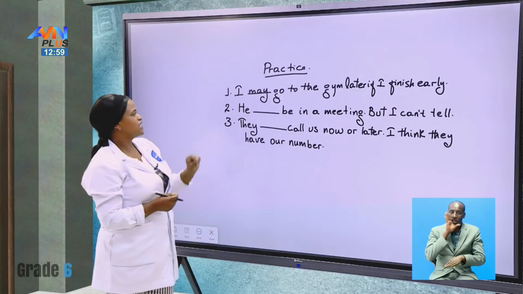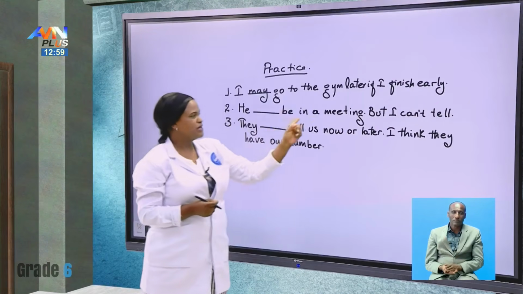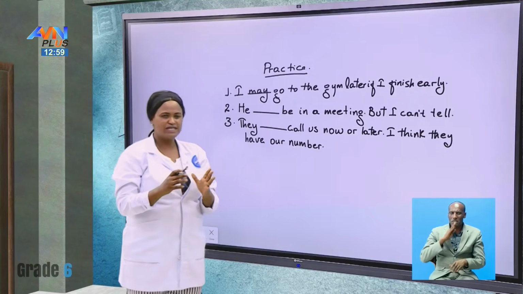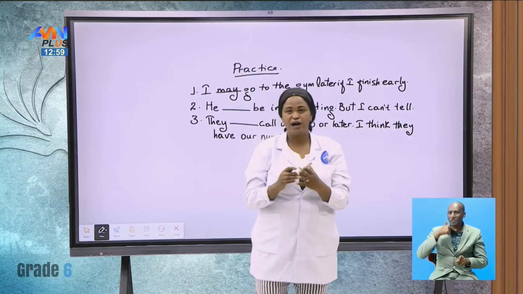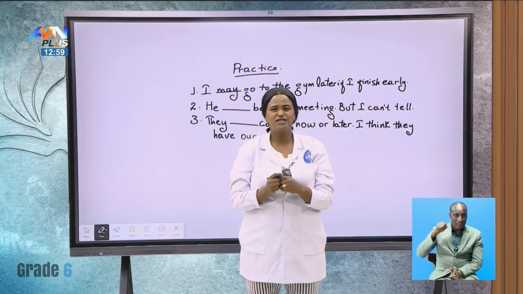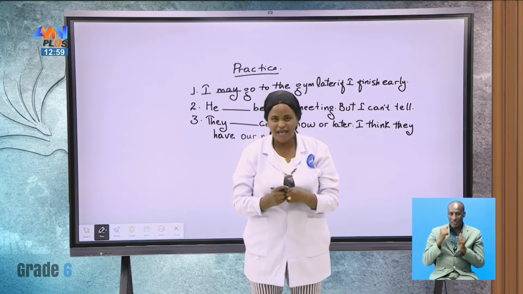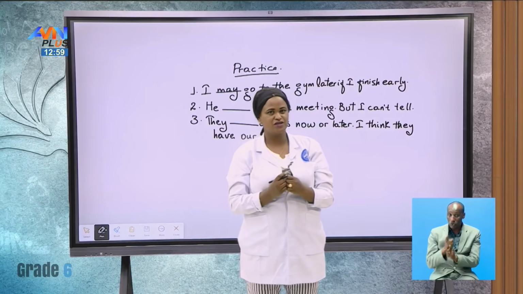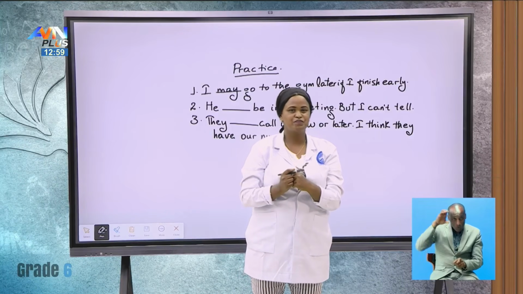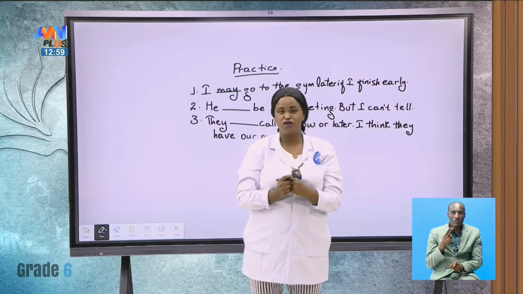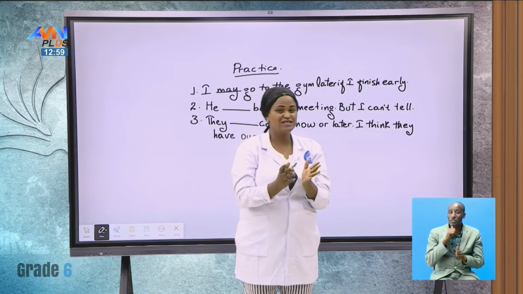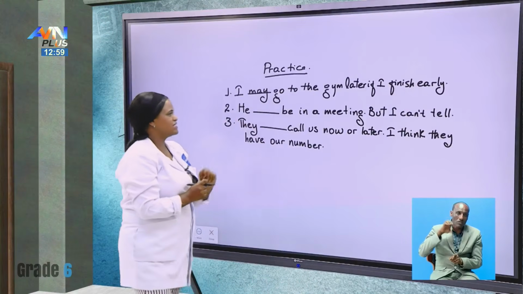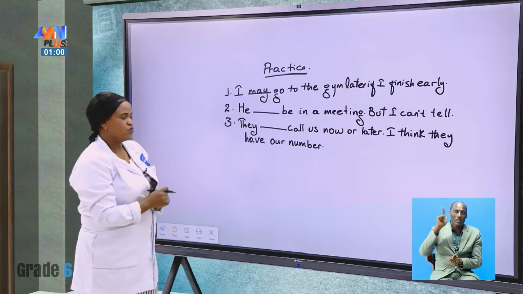All right. Let's come to the next one. He blank be in a meeting, but I can't tell. What do we mean when the writer says, but I can't tell? When do you say, I can't tell? Yes, you say I can't tell when you are not sure. Very good. Do you remember what we have said earlier? Could is used for a possibility that we expect, but we are not certain or not sure. So, here in the second sentence, which one do we use? We use could.